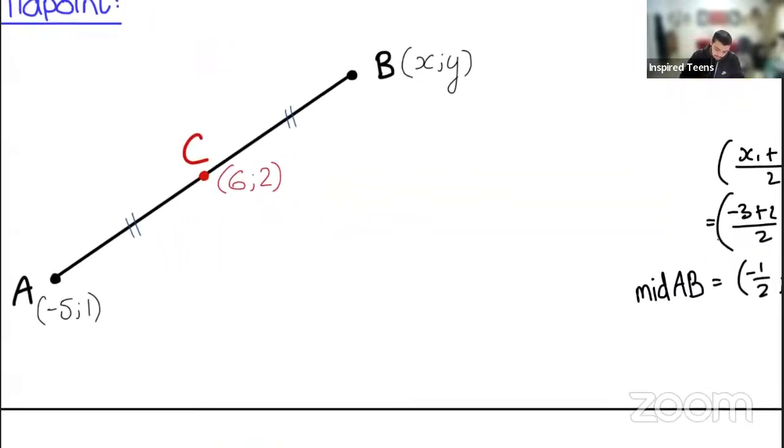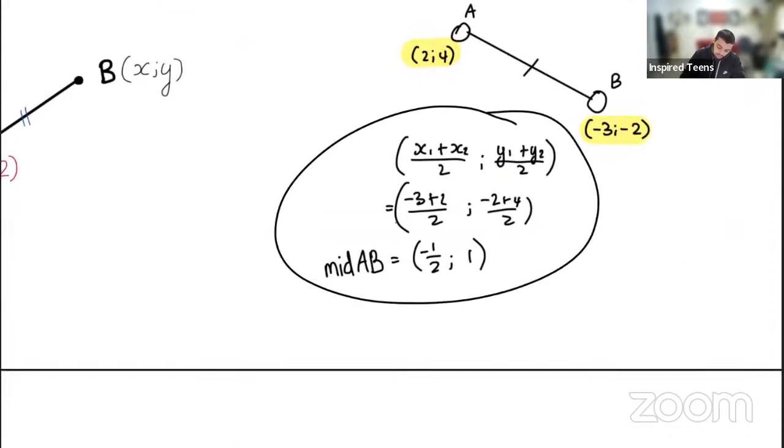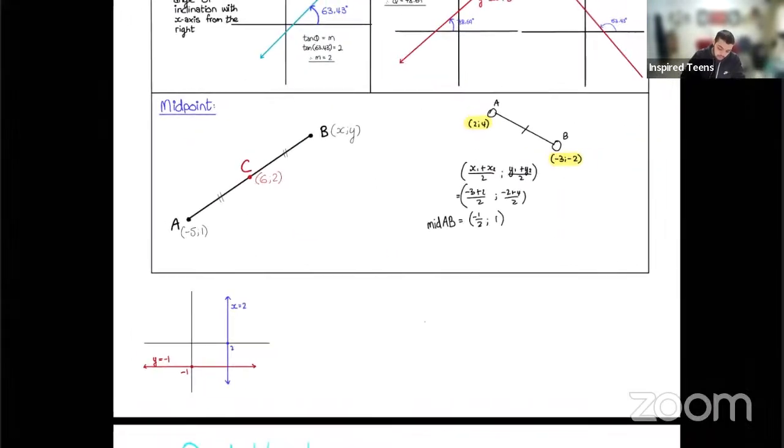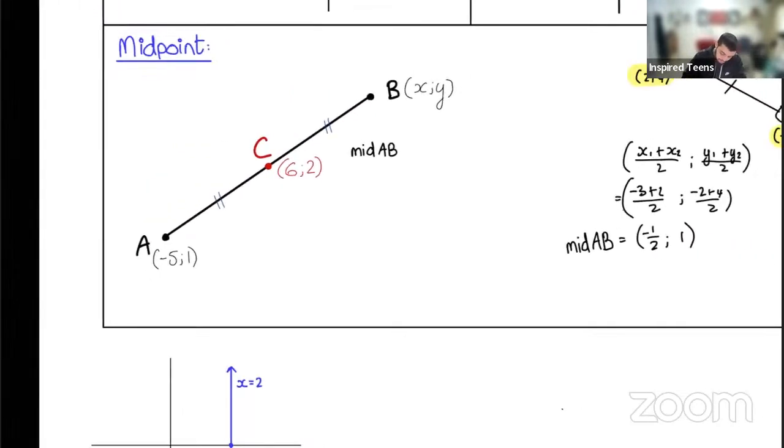It's actually quite simple. What you're going to do is set up this exact same formula, and just fill in what you know. So we're going to calculate the midpoint of AB, of course, right? That's our objective.